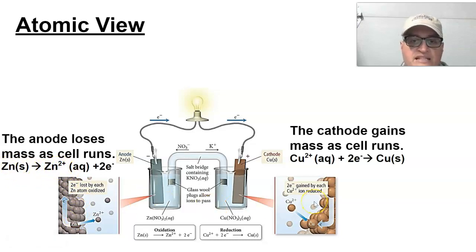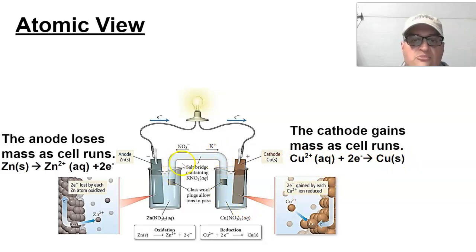On the other side, we have the exact opposite. We have the cathode, where it's going to be gaining mass, because parts of the ions become parts of the metal as they're gaining electrons. We can see that this is reduced, going from a 2+ to a 0.